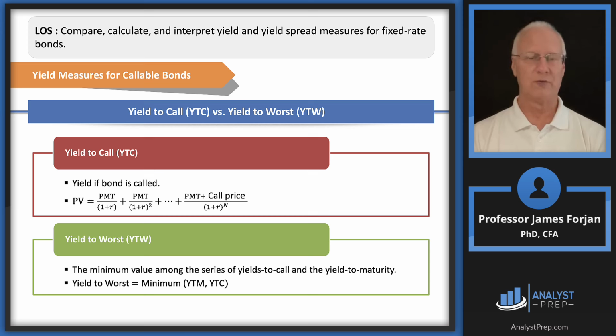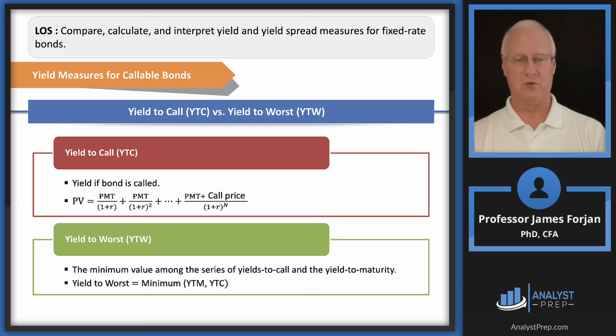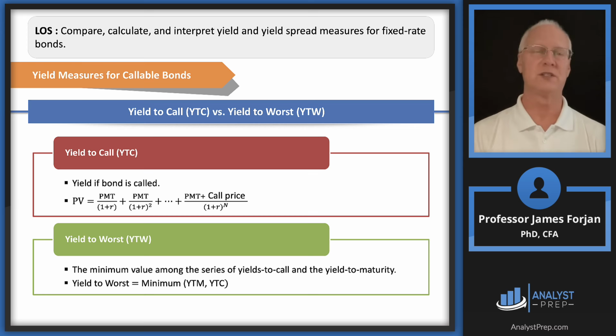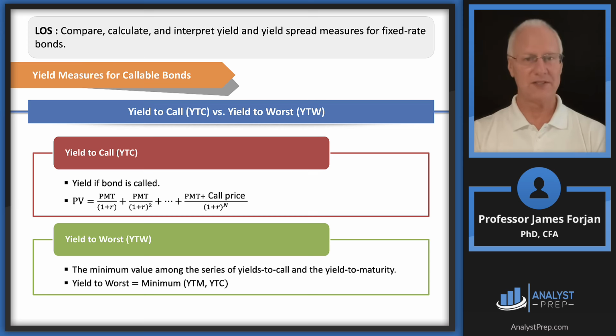So in order to avoid all of that extra work, they just attach a call provision to the bond that says, look, whenever we want to, and of course they're only going to do this when interest rates fall, we're going to force you to sell the bonds back to us. So we need a measure that explicitly tells us what the yield is on a callable bond. We call that a yield to call.